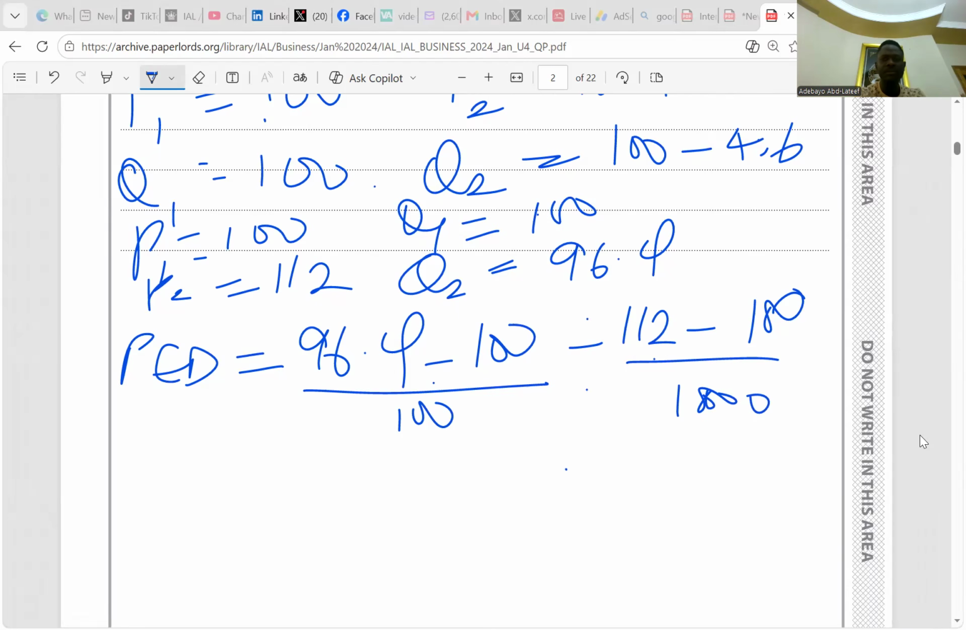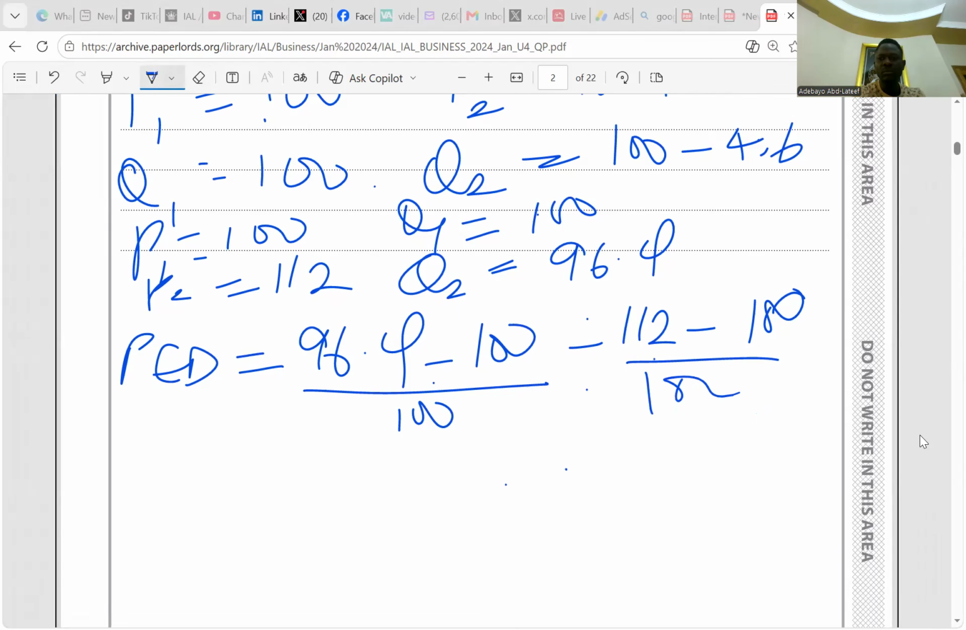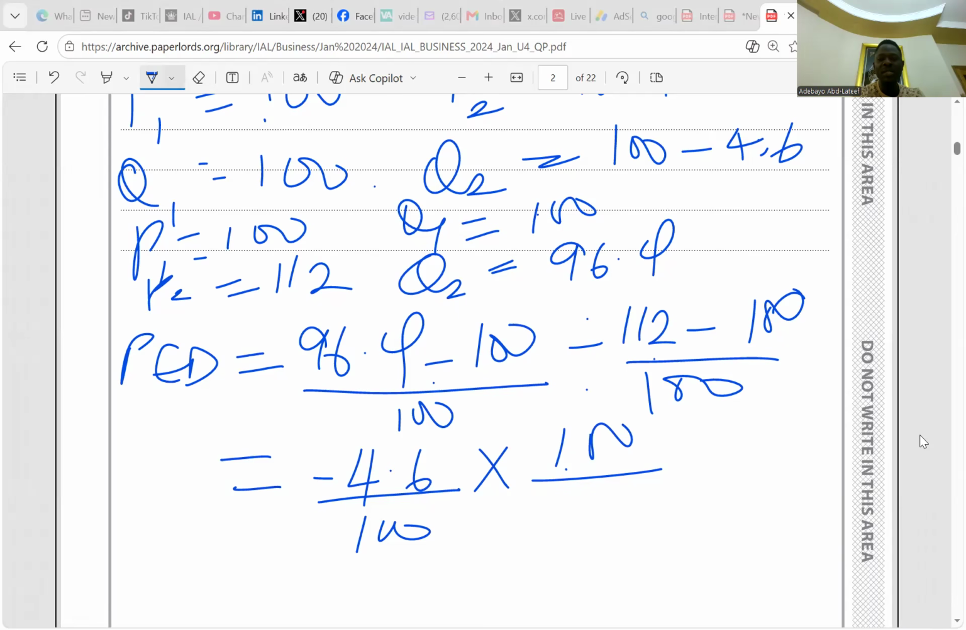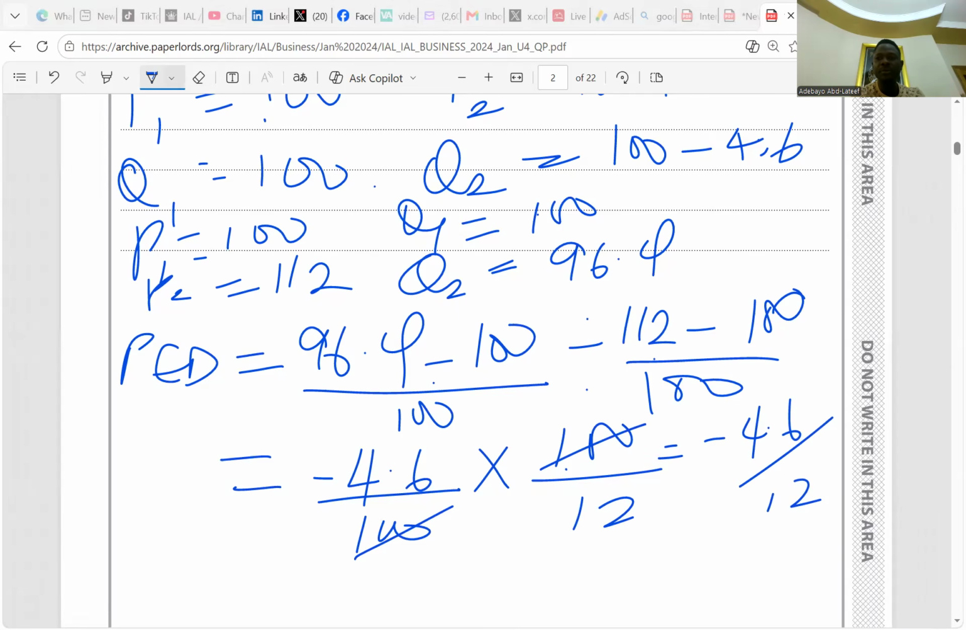So this is 100. So we have PED to be 96.4 minus 100. That's minus 4.6 divided by 100. Multiply by the reciprocal, 100 over 112 minus 100. That is 12. Yes or no? So this 100 cancels this 100. So we have negative 4.6 over 12. We have negative 4.6 divided by 12. So it's 0.38. So it's close to negative 0.38.